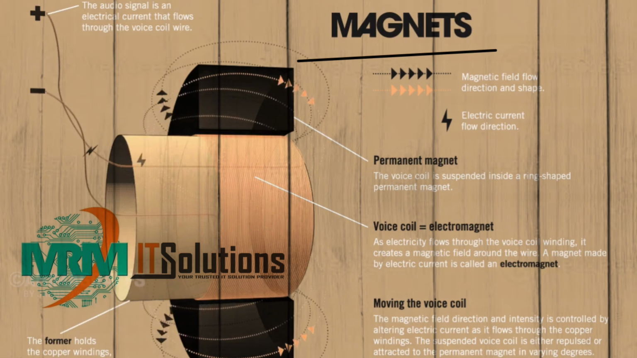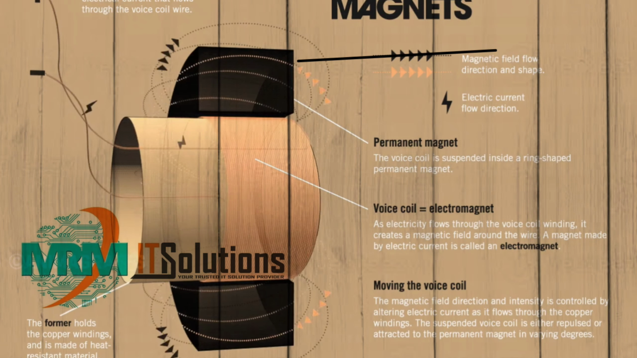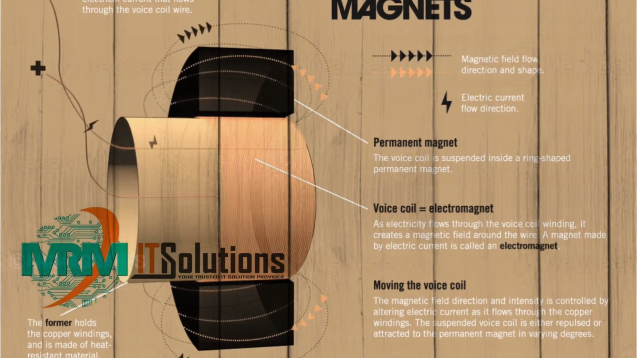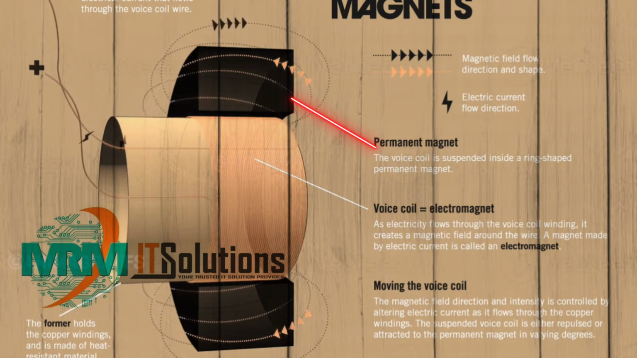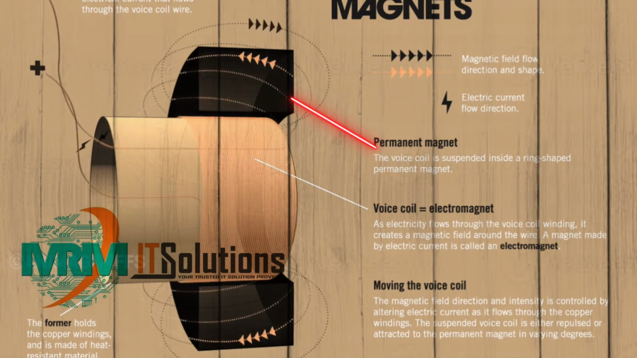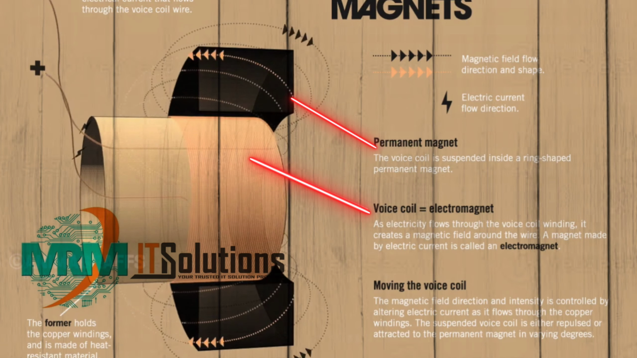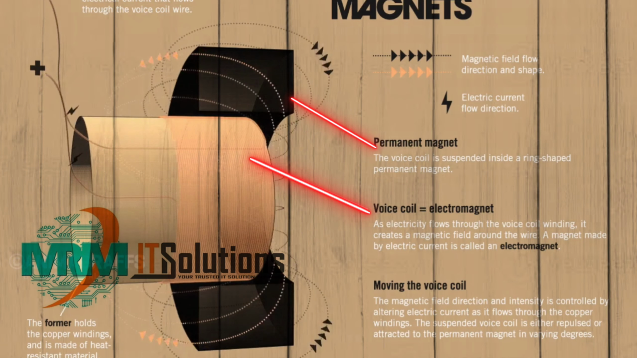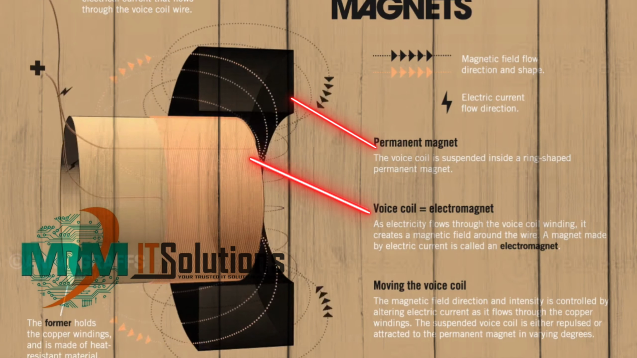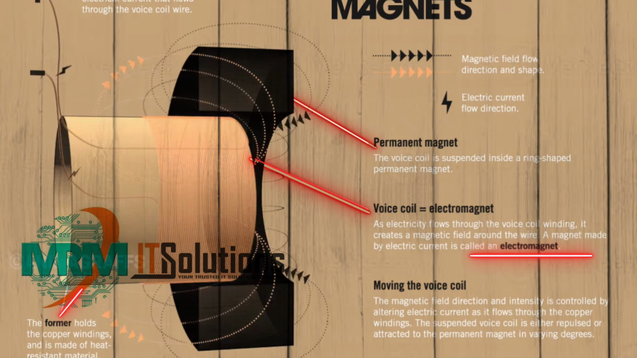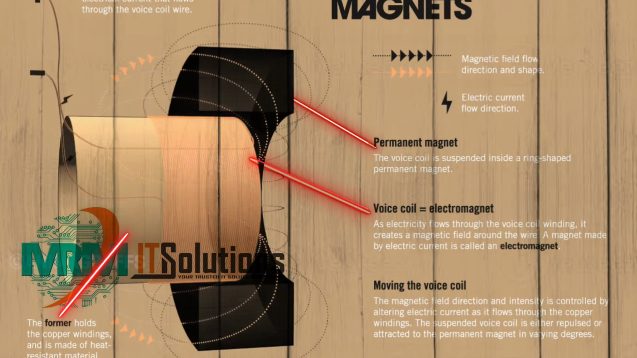Magnets. Magnetic field flow direction and shape. Electric current flow direction. Permanent magnet. The voice coil is suspended inside a ring-shaped permanent magnet. Voice coil. Electromagnet. As electricity flows through the voice coil winding, it creates a magnetic field around the wire. A magnet made by electric current is called an electromagnet. The former holds the copper windings and is made of heat-resistant material.